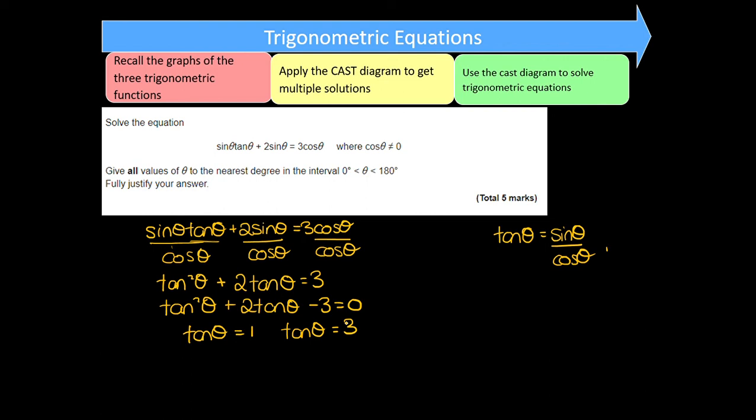So from here, I can get theta equals 45. Sorry, I missed off the minus from my 3. And minus 3, which is minus 71.56. Now here it says to the nearest degree. So down here, I'm going to keep it to 1 decimal place for the moment. So I've got 2 answers. 2 answers mean 2 CAST diagrams.